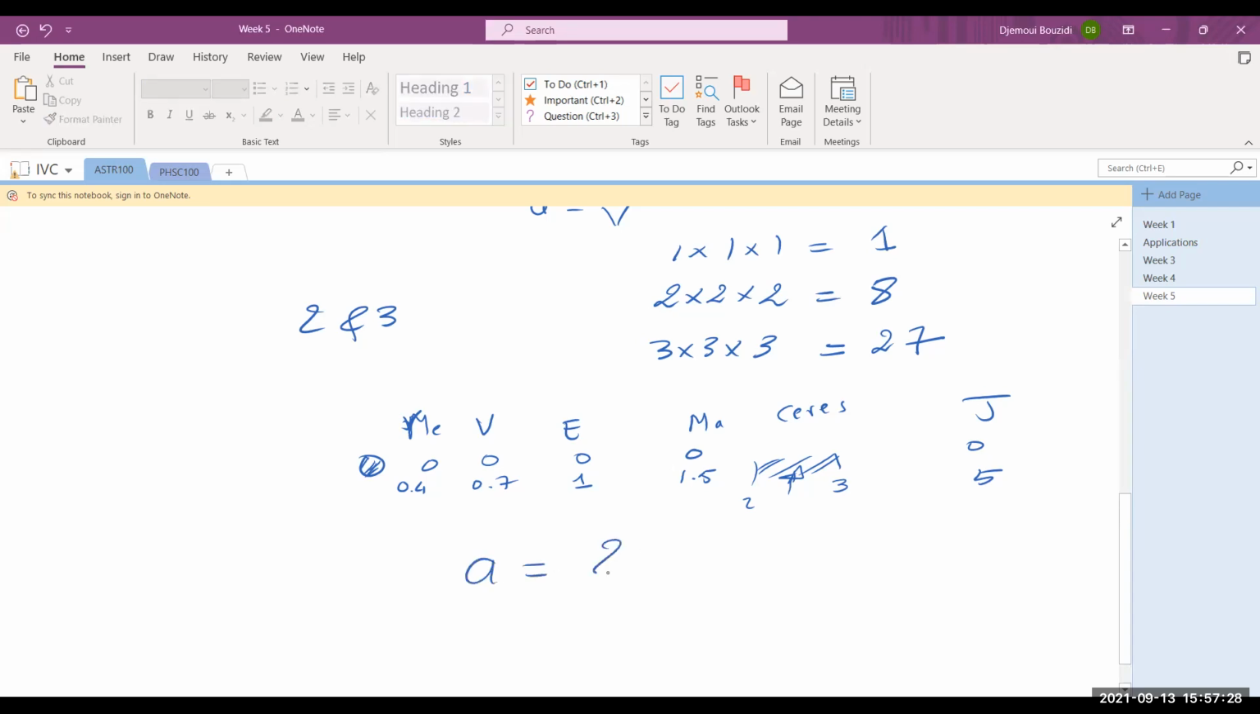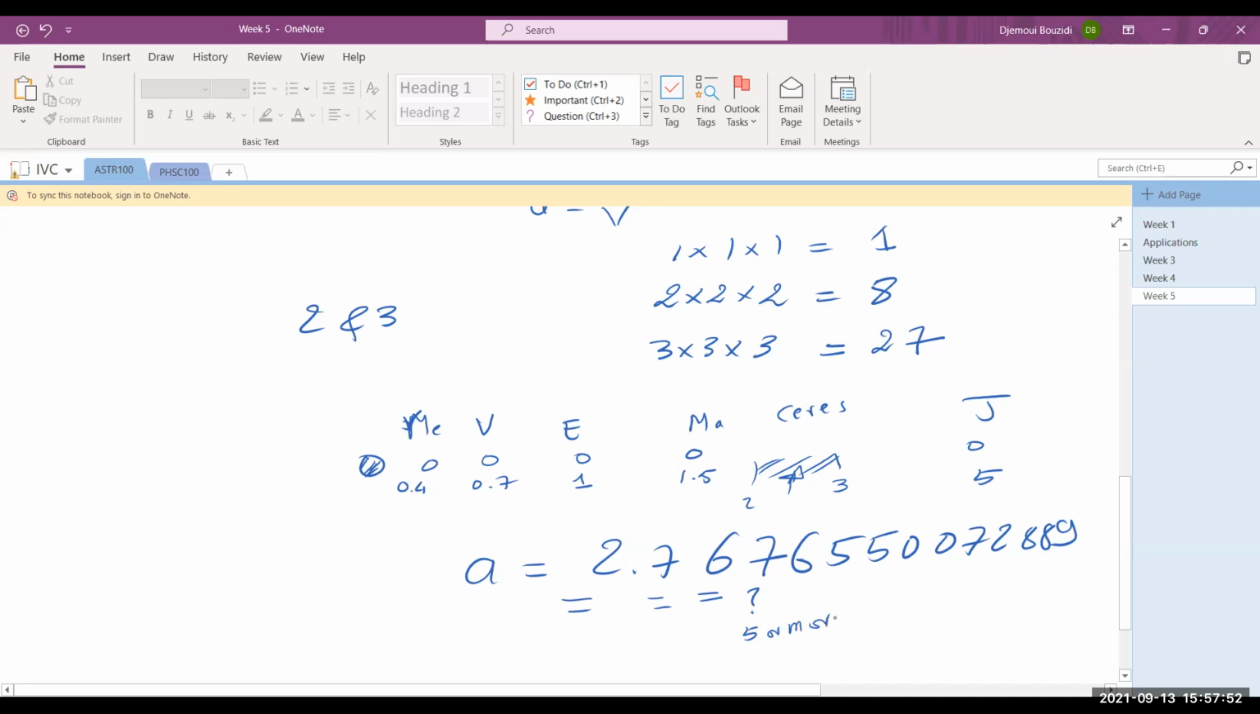Let me write what my calculator is giving me. 2.76765500728889. Obviously, all of this is nonsense. I have to only retain 3 numbers of it, the significant figures again. I have to retain this number, this number, and this number. But ask, is the next number 5 or more? It is. It's a 7. I don't care about all of this. They're irrelevant. The next one after your last significant figure is the only one you have to ask yourself about. Is this more than or equal to 5? That's the only question you ask. Since it's a 7 and it's more than 5, I have to add 1 in here. That's it. That's how I round up.